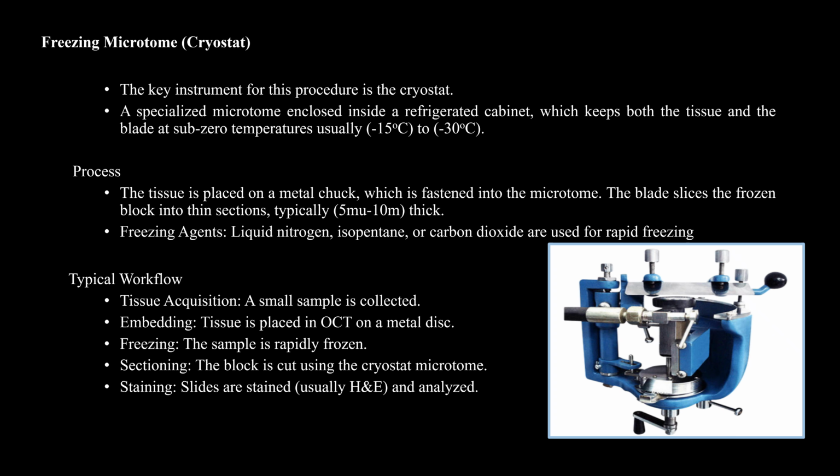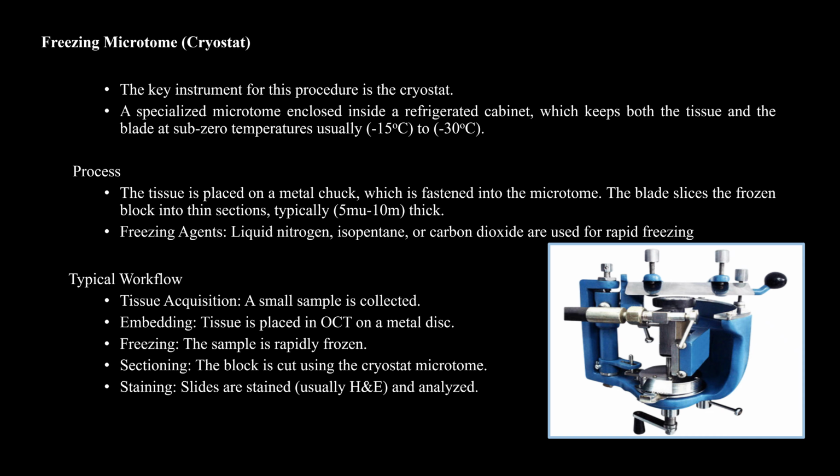Freezing microtomy. Instrument: projector, crystal freezer cabinet to keep the tissue, applied sub-zero temperature, usually minus 50 degrees C to minus 30 degrees C. The tissue is placed on a metal plate and checked with a fractional microtome. The plate to a fluorescent plate, section of typically 5 mm to 10 mm thick.